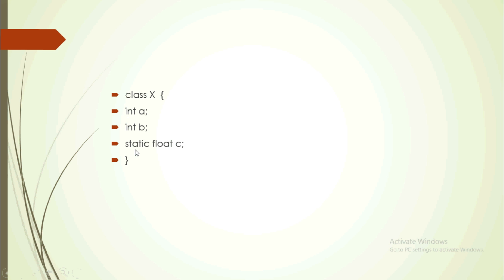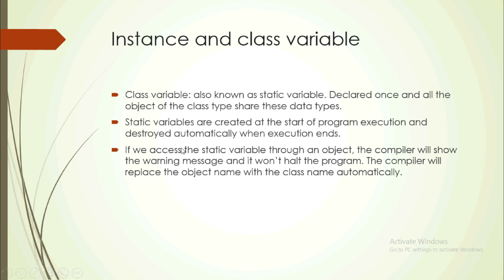When I am talking about this line, static float C, static means a class variable. That means this C is a class variable. Now what are class variables and static variables? Class variables are the static variables. They are declared once when your class is declared, and all the objects of the class share the same data. They are created at program execution and destroyed too. If we want to access them, we don't need to make an object. We can directly call the class and access the variable name.